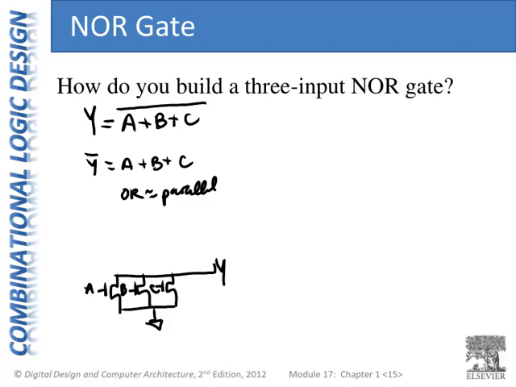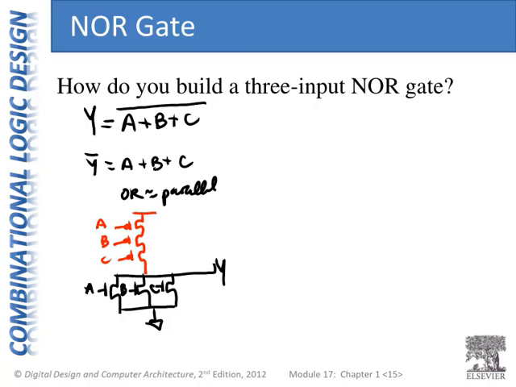And because we have our NMOS, our pull-down network, in parallel, our pull-up network will be in series. 1, 2, 3. And connected to the same inputs. And so here we have our 3-input NOR gate.